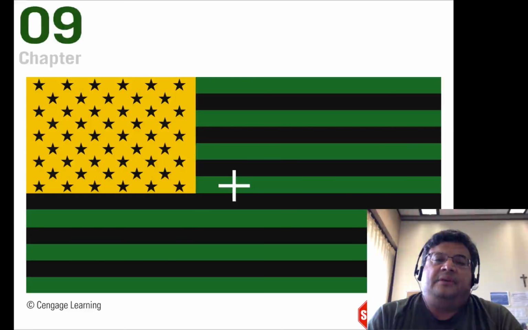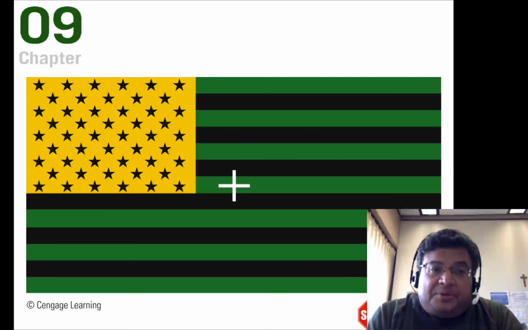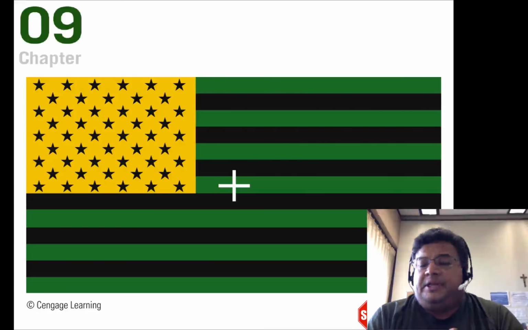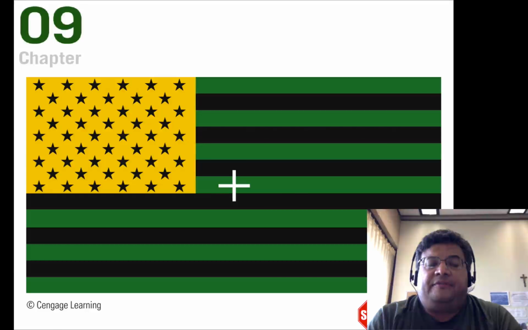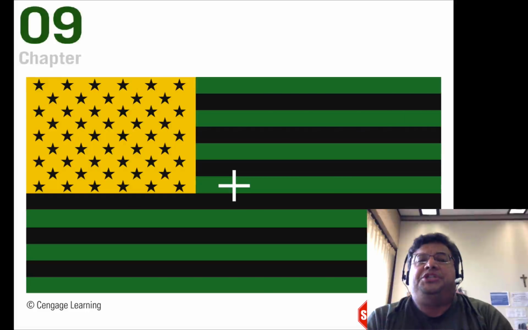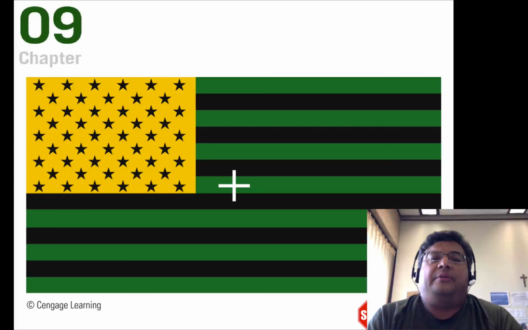Now, this image is in your book. Basically, if you stare at the cross in this image for a very long time, I think for like a minute or something like that, and then look away to a white blank area, you should see an after image of the proper colors of the American flag, red, white, and blue.